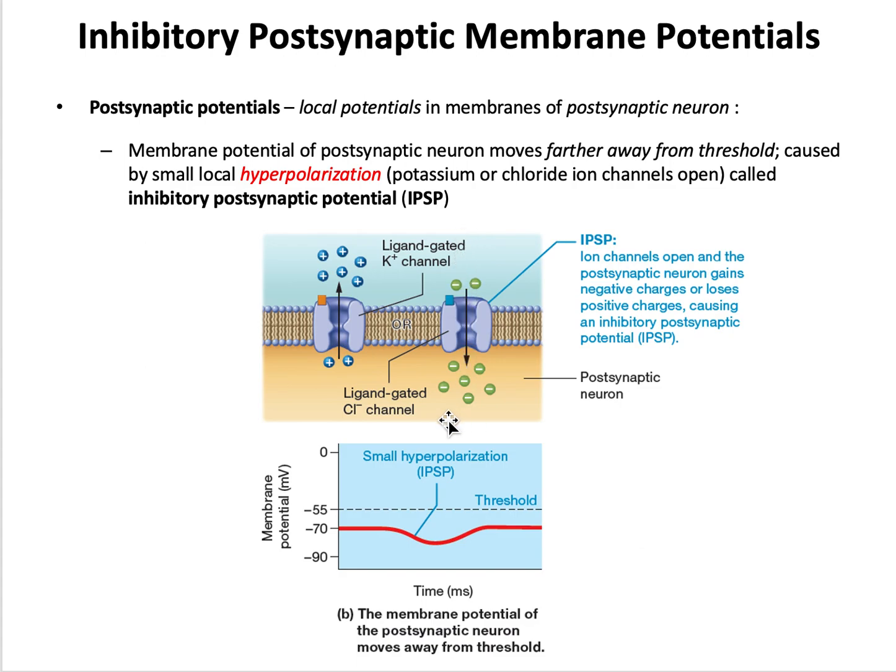But in either event, whether positively charged ions are leaving or negatively charged ions are coming in, what's happening to the membrane potential is that it's going to become more negative. So here's our resting membrane potential. Those channels open, positive ions leave or negative ions come in, and the resting membrane potential becomes more negative, or it hyperpolarizes, further away from threshold, and it becomes less excitable or inhibited. So this would be an inhibitory postsynaptic potential, or an IPSP.